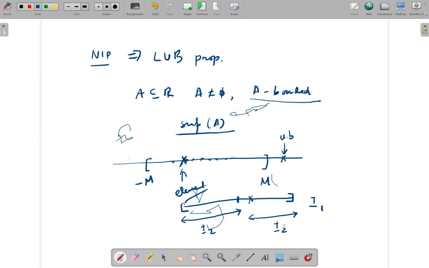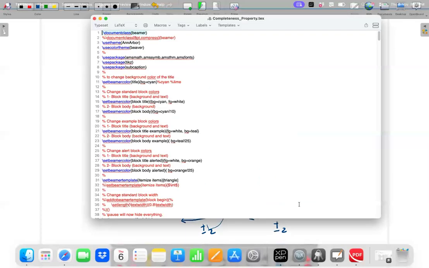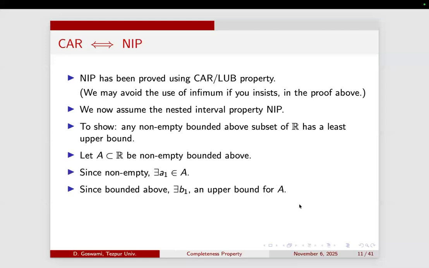I2 is a subset of I1 and the length of I2 is either equal to half or in this case less than half of the length of I1. This is the whole idea. Okay, we'll proceed in this manner. So that's what I have said.